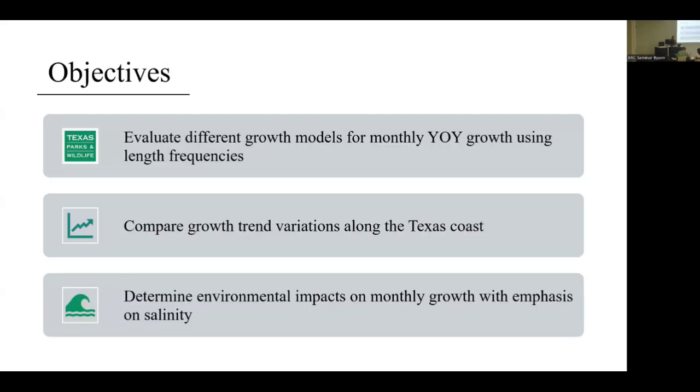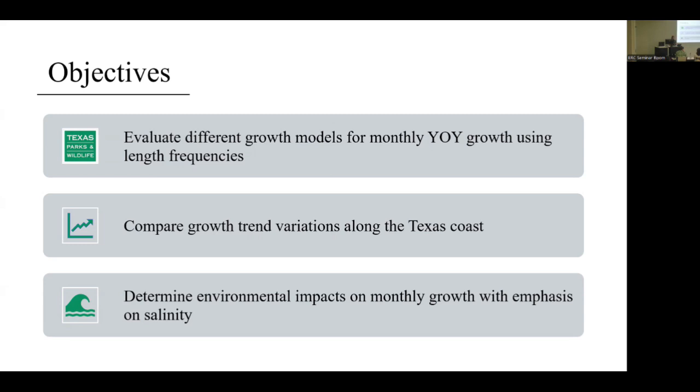So that provides you a good background of the literature, which sets the stage for the objectives of this particular project. So we have 3 key objectives that we've determined for this project, with the first one being to evaluate different growth models for monthly young of the year juvenile Atlantic croaker growth using length frequencies from our Texas Parks and Wildlife routine sampling data.